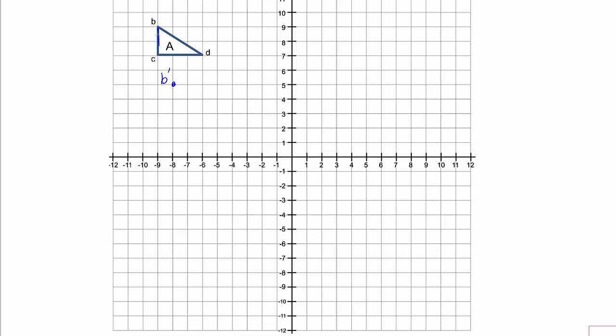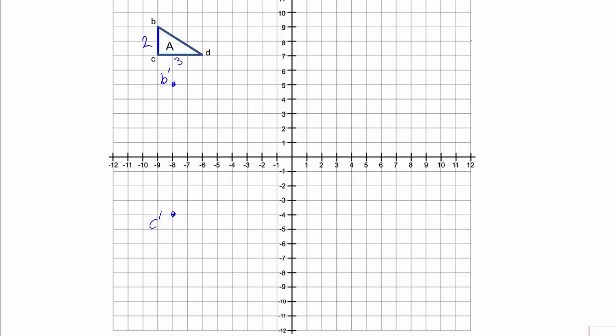Now, this side here is of length 2 in the original triangle. So if you do 2 times 4.5, you'll find it's 9. So we've got to go down 1, 2, 3, 4, 5, 6, 7, 8, 9. We've got to go down to here to put C dashed on the diagram.